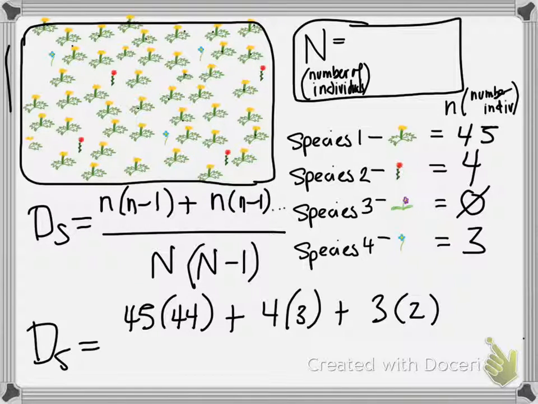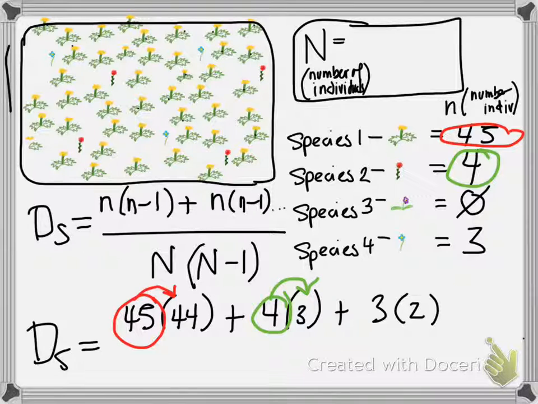And if you aren't sure where those numbers are coming from, here's your 45. That's 45 minus 1. Here's your 4. Here's your 4 minus 1. And here's your 3, and there's your 3 minus 1. So you're taking 1 less than the number of species.